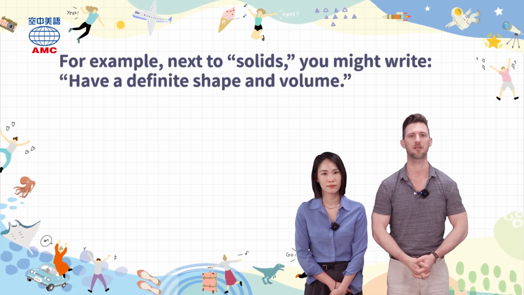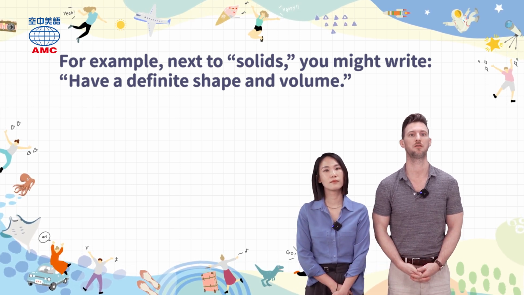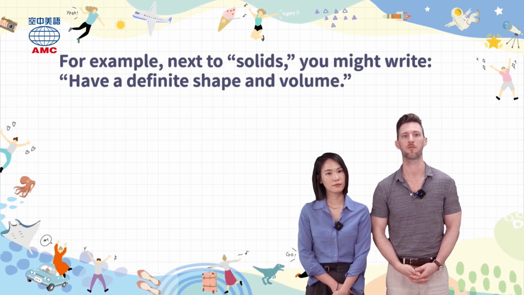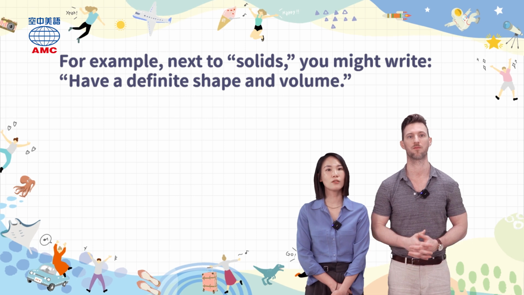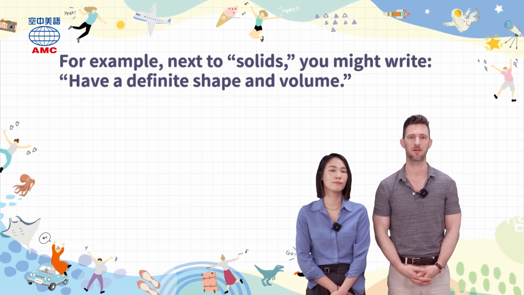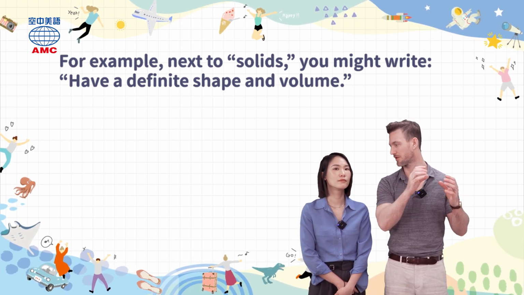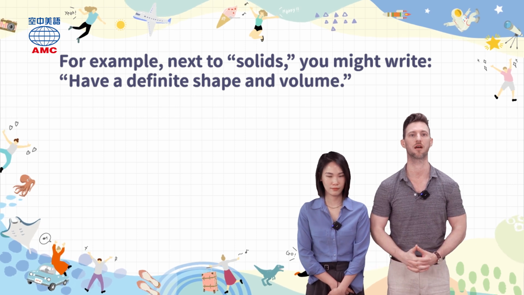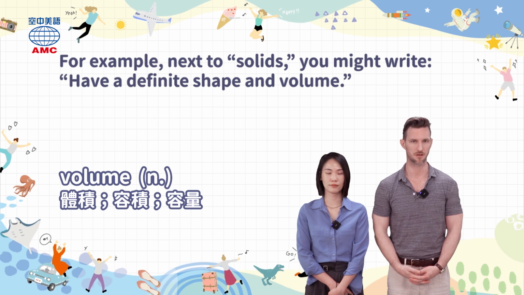Now, continuing on, it says, for example, next to solids, you might write, have a definite shape and volume. Oh, so you start explaining the word solid. Right. So you just don't write everything all in that cue column. You can go back and forth, so it helps you keep that organized. And in that last sentence, we saw the word volume. Let's take a look.